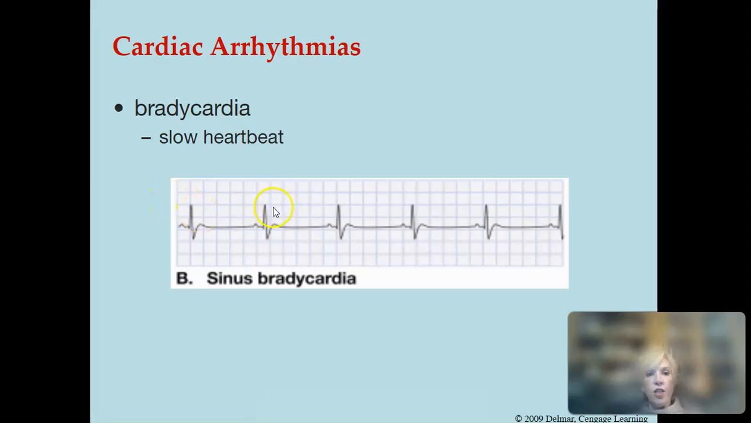So 1, 2, 3, 4, 5. Sort of looks like 5.5, okay, but we have 5 full QRS complexes. So we have a rate of 50. So that is what makes it, we know it's slow.